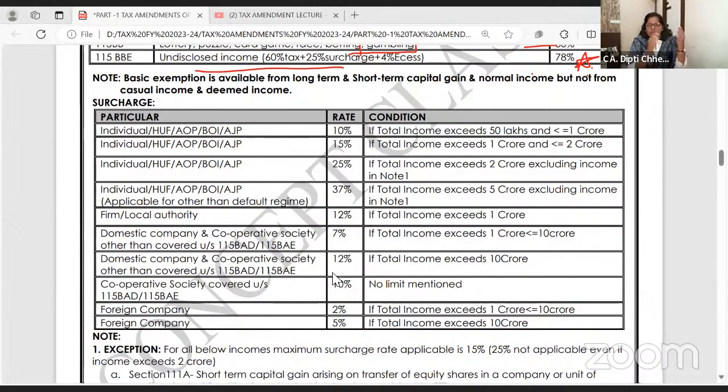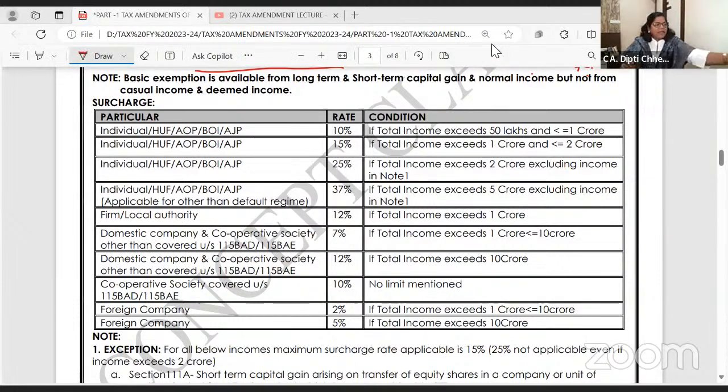Then I'll go to the change in the surcharge rate, and then I'll be starting 115 BAC with a quality good problem.